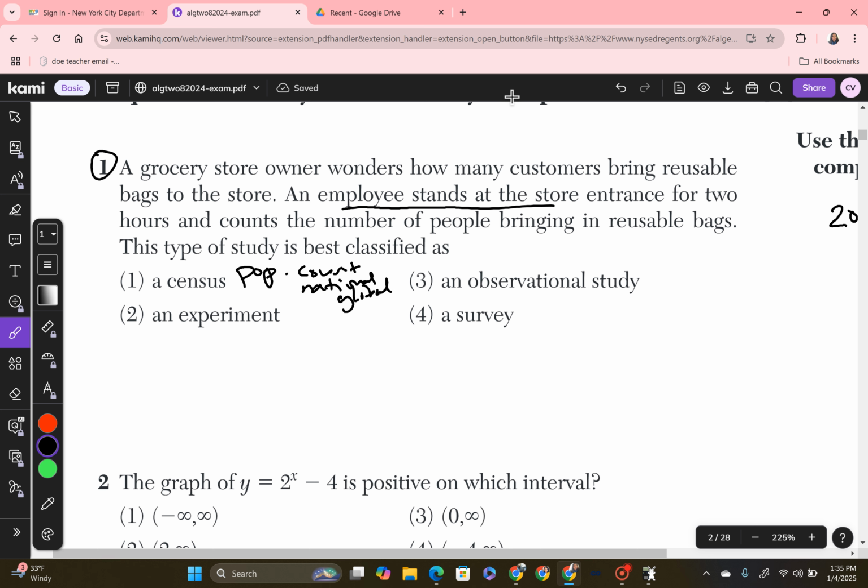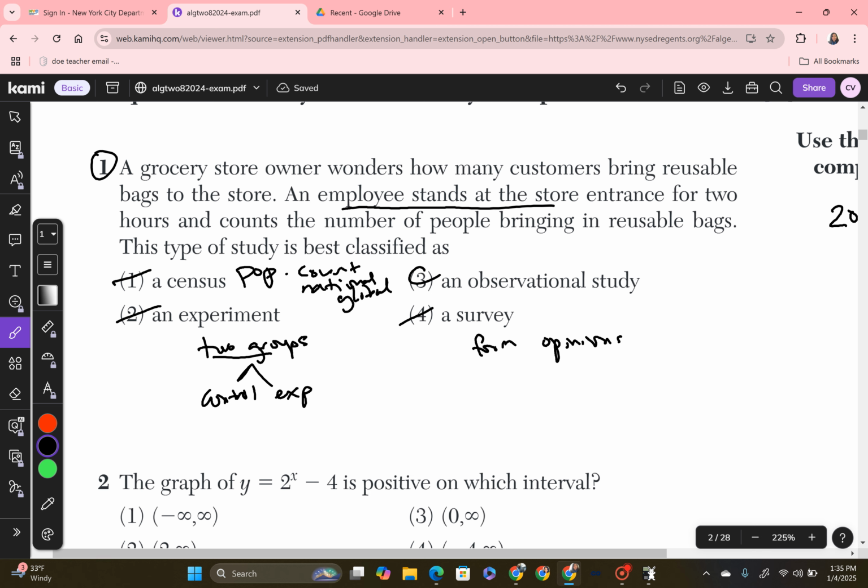So since we are not counting people in the globe, how many people are in the world, so on and so forth, that is not it. An experiment we know, and that typically deals with two groups. One is a controlled group and one is an experimental group. So it is not that, we are not dividing into two different places or two different things. It's not a survey. You all have taken a survey before, right? It's usually like a form with questions of people's opinions on things and so on and so forth. So it is not that.